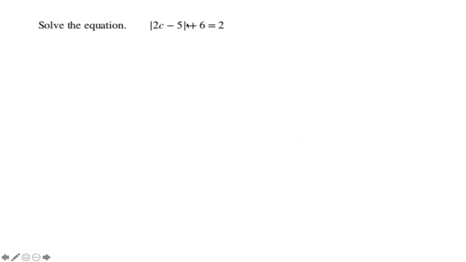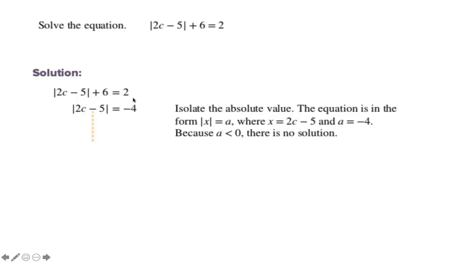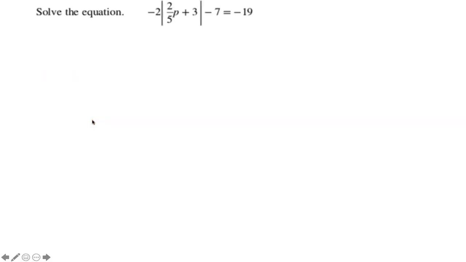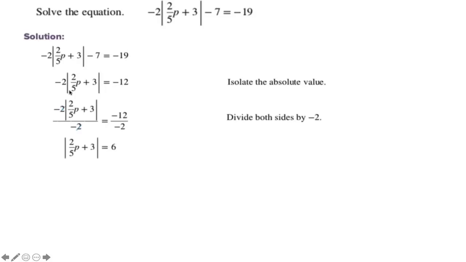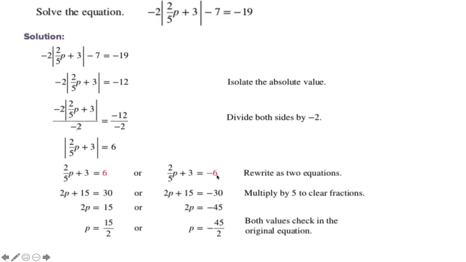I can't do anything with this until I isolate the absolute value. So I subtract 6 on both sides to isolate the absolute value. And so now the absolute value of 2c minus 5 is negative 4. Notice you cannot have a negative. Absolute value of anything cannot be negative, so this has no solution. And this is again similar. I always want to isolate the absolute value, so I'm going to add 7 to both sides and then divide by negative 2. So I get negative 12 divided by negative 2, which gives me positive 6. Now that this is isolated, I can say this absolute value expression is either 6 or negative 6.